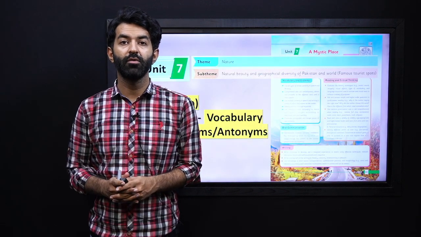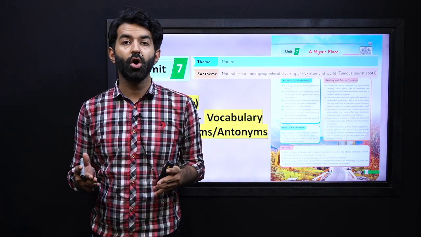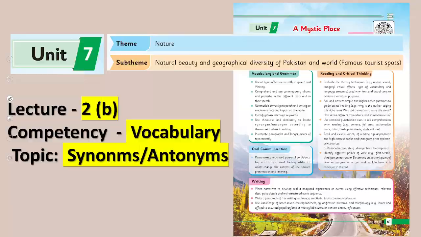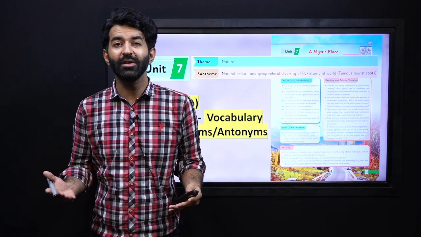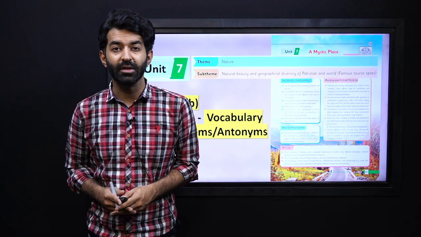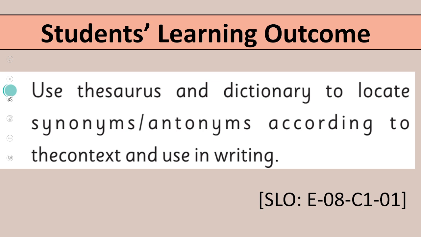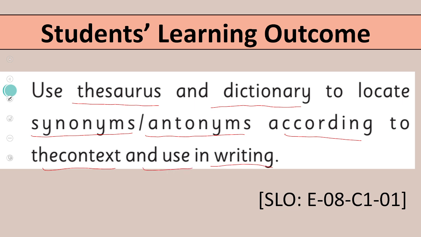Students, we are on our unit 7. Today we are going to cover a student's learning outcome that talks about finding appropriate synonyms and antonyms and how we can use and choose the best of them in our sentences. So now let's read our SLO. It says, use thesaurus and dictionary to locate synonyms or antonyms according to the context and use in writing.